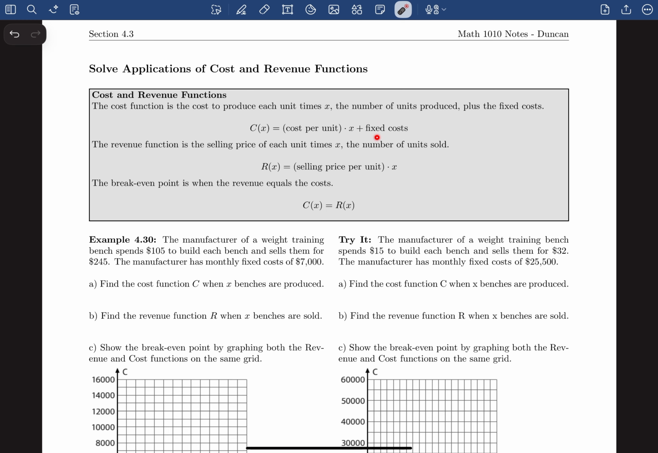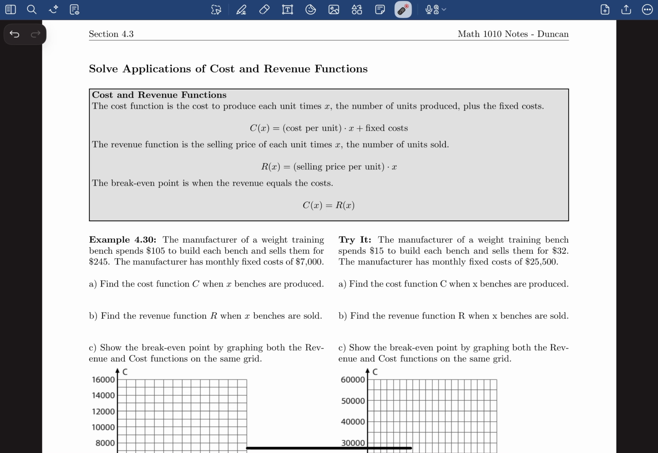The fixed costs are like, how much is your rent? And how much do you pay your employees? There are a lot of other things in the mix than just the cost of producing something. Great. So this is called the cost function. There's also a revenue function. That's in business how much money that I bring in to the business, right? So the revenue function is the selling price of each unit times X, the number of units sold.